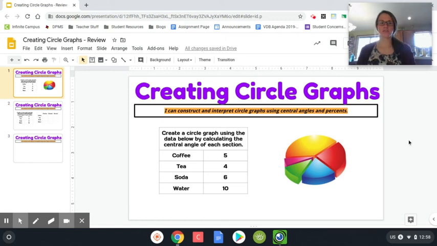Hey guys, let's talk about circle graphs. So real quick, today we are going to create a circle graph by using some of the data that I have on my screen, and our goal is to calculate the central angle for each of these sections.